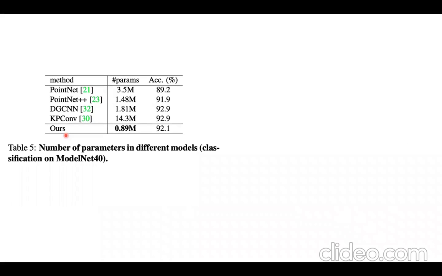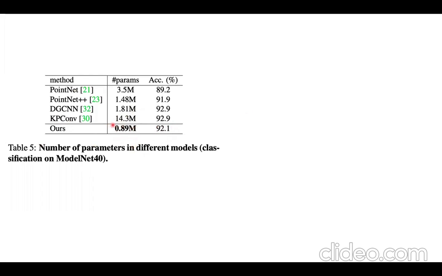This was the very important result they got. The number of parameters has reduced a lot. KPConv was one which had even better results, even in classification and segmentation, but you can see the number of parameters they are using is way too much. With such a small number of parameters, 3DGCN is getting very good results. So this was one of the main factors.